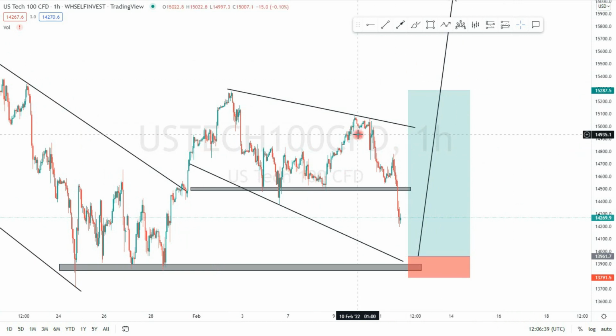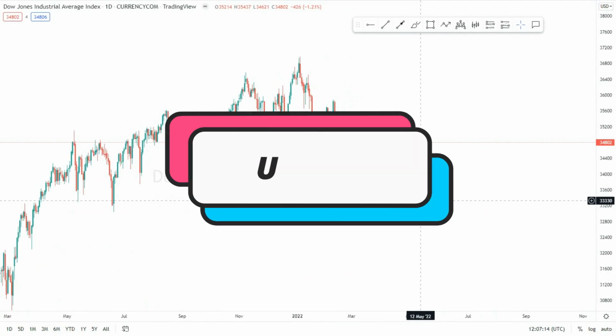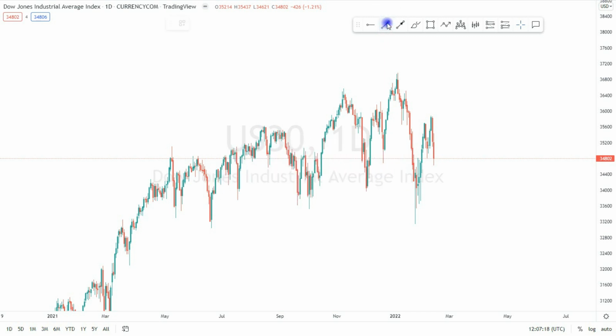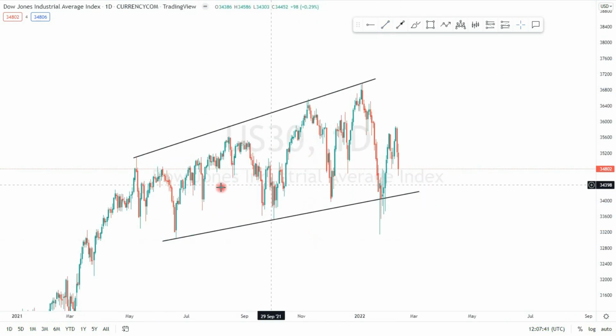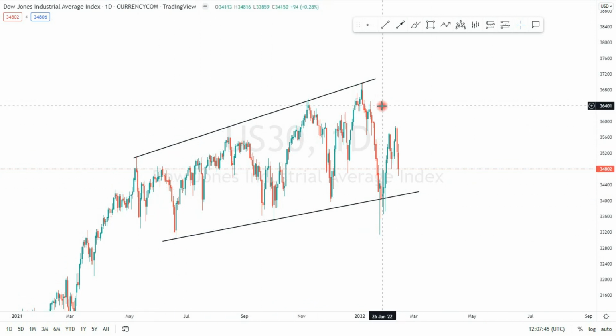So let me just send this to my groups and let's look at US30. Okay guys, so here I am on a daily time frame US30, and let me start with the analysis. As you can see guys, even on US30 we have this move to the upside, and we had a drop from the 5th of January this year. We had a drop to the downside.